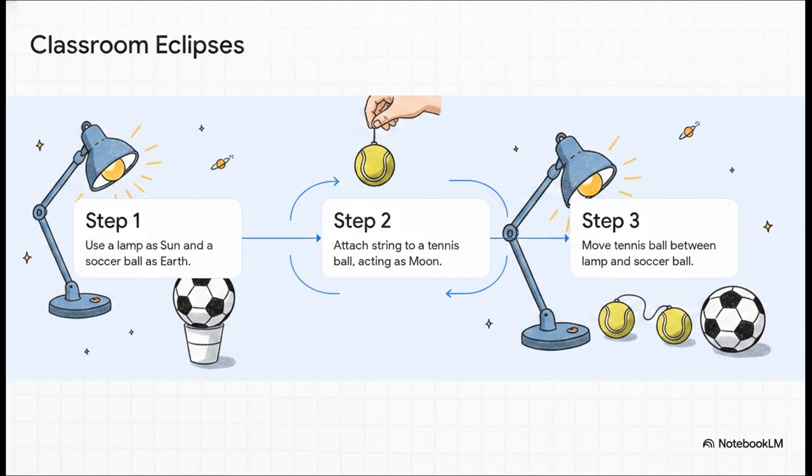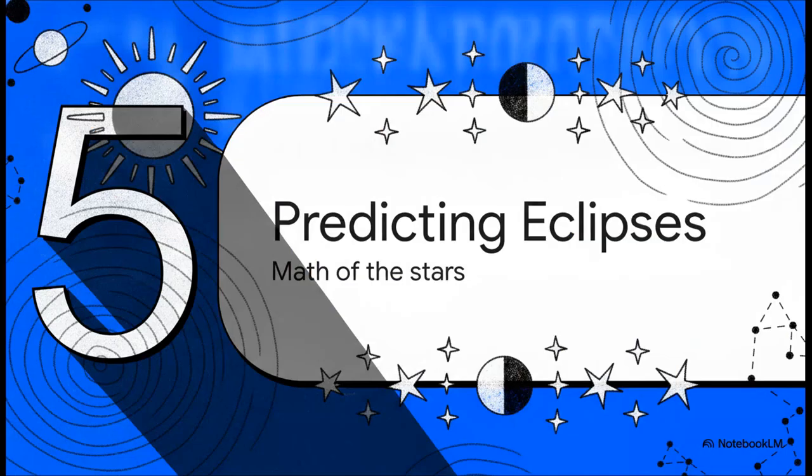Then, if you move the tennis ball around to the other side, right into the shadow of the soccer ball, well, you've just created a lunar eclipse. It is such an incredibly direct, hands-on way to really grasp the mechanics of what's happening out there in space. Finally, Section 5, predicting the cosmic dance, the math and history of the stars.